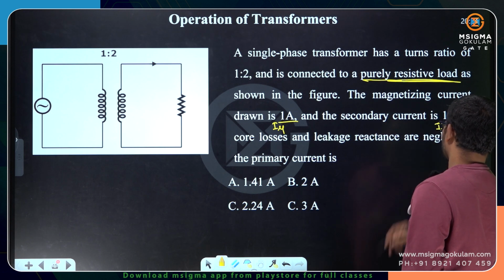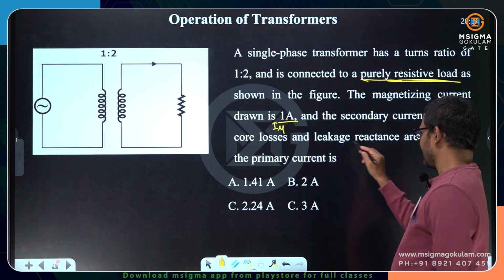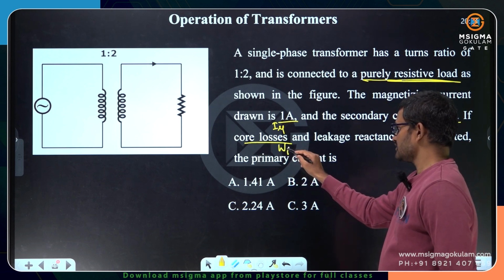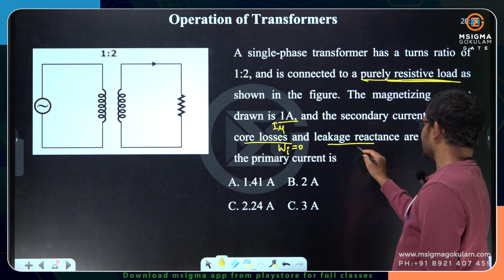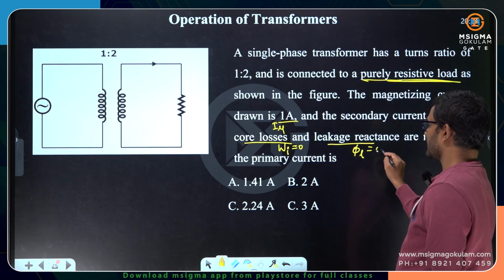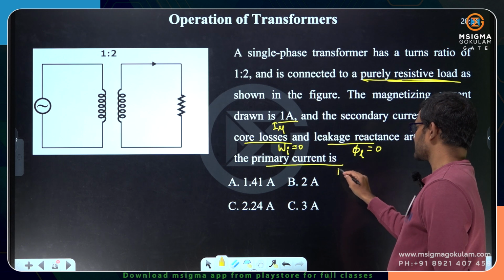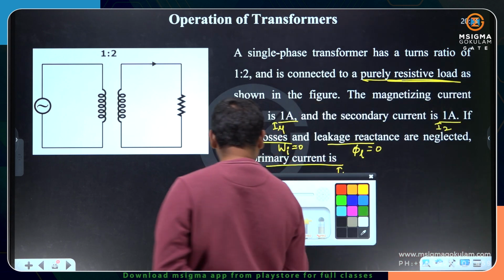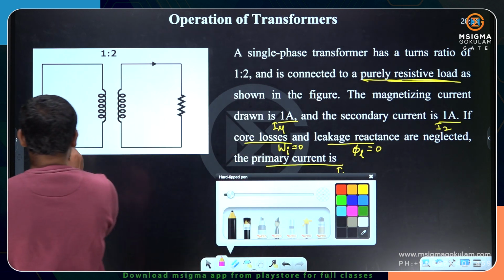Let me take it as I2. If the core loss and leakage reactance are neglected, that means iron loss is equal to 0 and leakage reactance is also 0. Then the primary current is what? What will be the primary current generally?